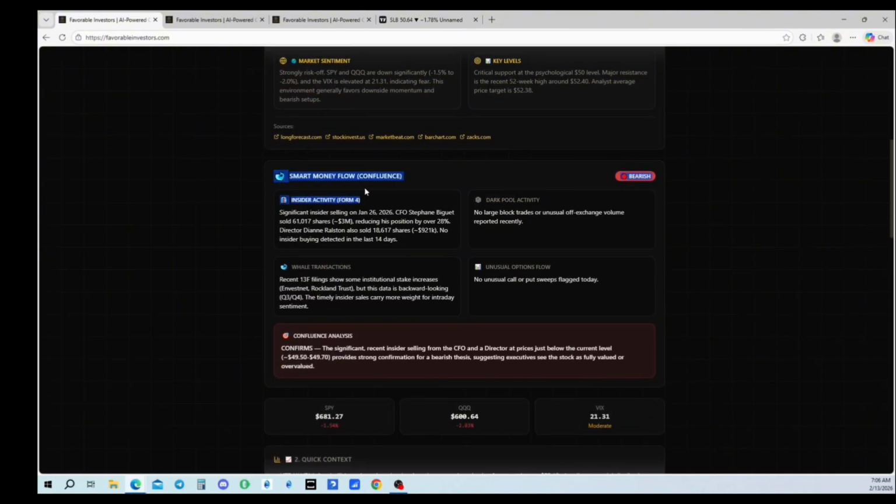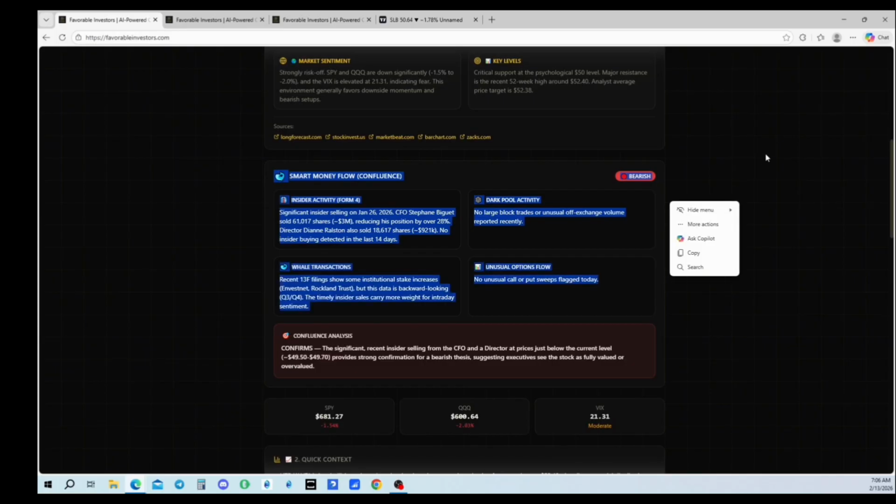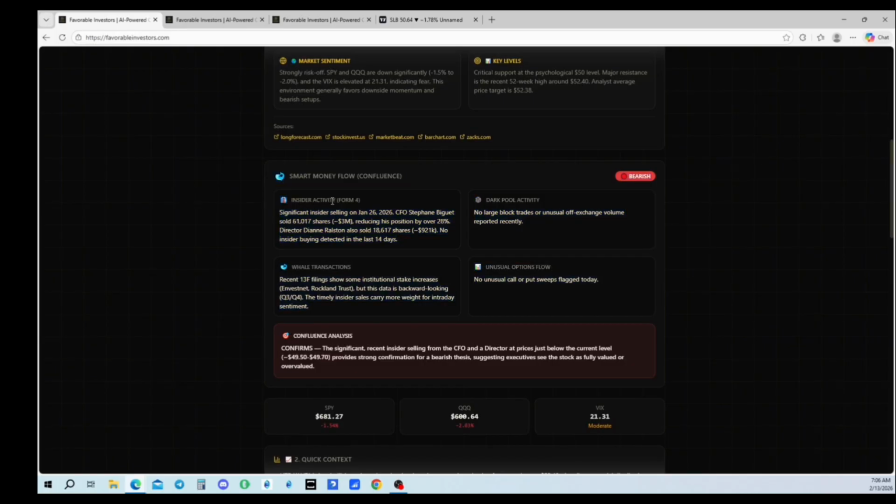Now, the biggest thing that is going to be a game changer for this algorithm is look at the smart money flow confluence. This is amazing. Not only did it give us a put signal, but the smart money, whale accumulation, all of this stuff is pointing towards bearish. Look at all this stuff right here. Significant insider selling on January 26, 2026. CFO Stefan sold 61,000 shares, around $3 million, reducing the position by over 20%.